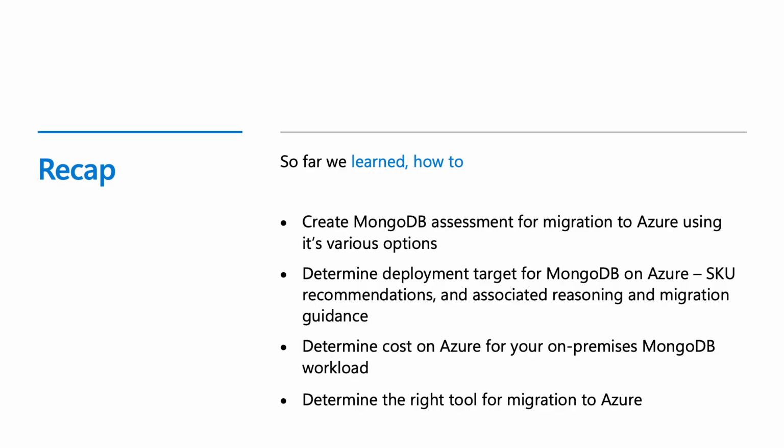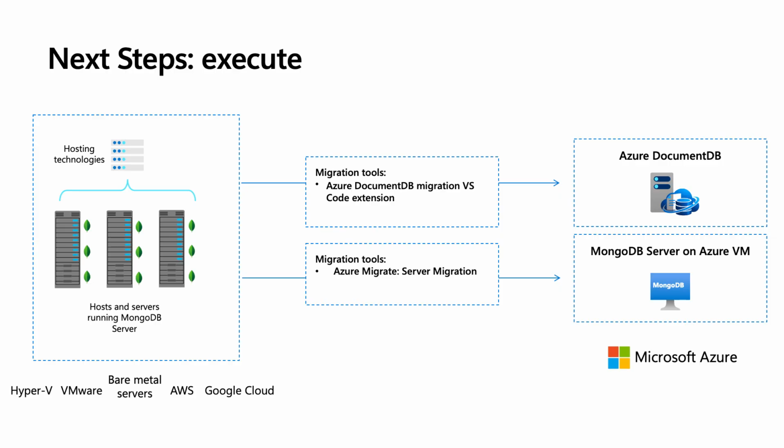As you get started, you can leverage the resources on this screen, such as the Azure Migrate documentation. Once discovery and assessment are completed and you have built a high-confidence migration plan, you can leverage Azure DocumentDB Migration VS Code extension capability to migrate your MongoDB server deployments to Azure DocumentDB, or use Azure Migrate's server migration capability to lift and shift your servers to Azure virtual machines. You can even perform a test migration without impacting your production workloads before the actual migration.